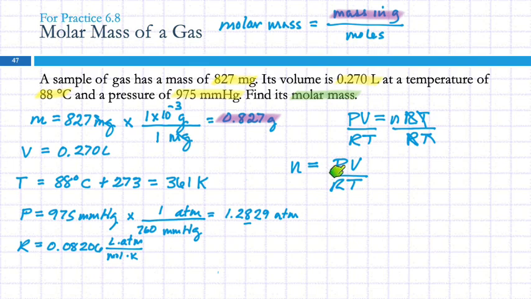So now I have pressure, volume, R, the gas constant, and temperature, and all the units are going to match up with what's in the ideal gas constant. So I can put these numbers into my equation and find out how many moles of gas there are.